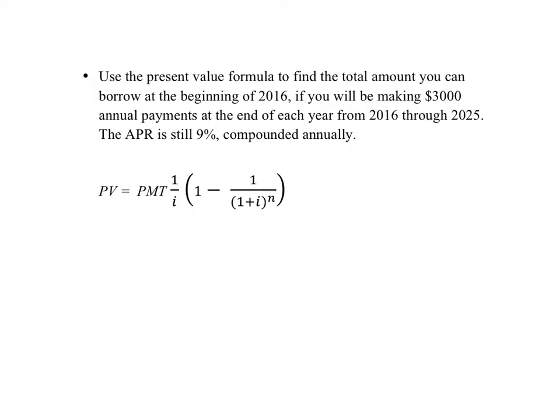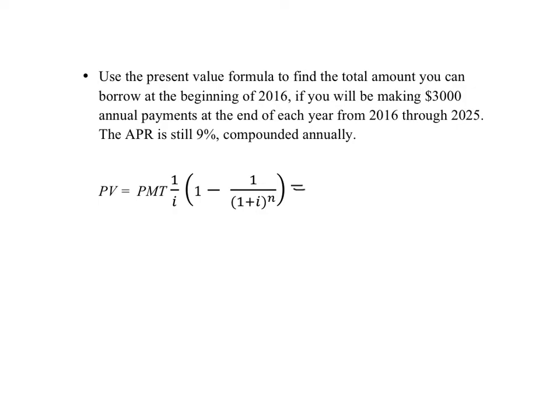Let's use the present value formula to find the total amount that you can borrow at the beginning of 2016 if you will be making $3,000 annual payments at the end of each year from 2016 through 2025. The APR, as in the previous problems, is still 9%. It's still compounded annually. So in other words, we're just taking the previous problems and extending our repayments all the way out to 2025, still $3,000 a year, and we're asking, based on all these many years of repayments, how much can we borrow now? This would be a nuisance to compute without a formula, so let's see what the formula gives us.